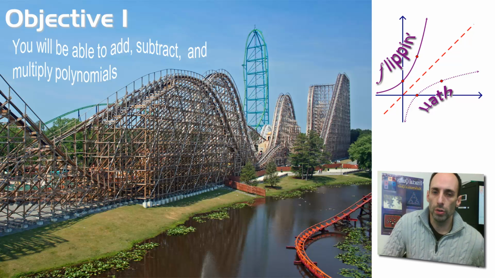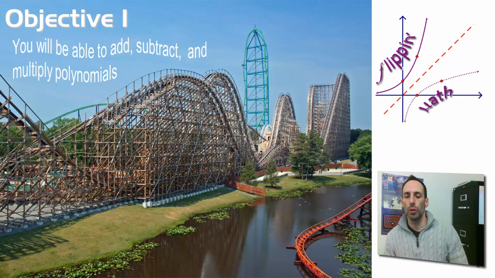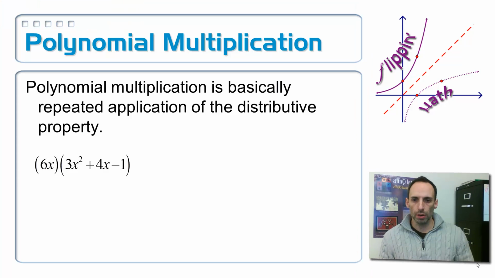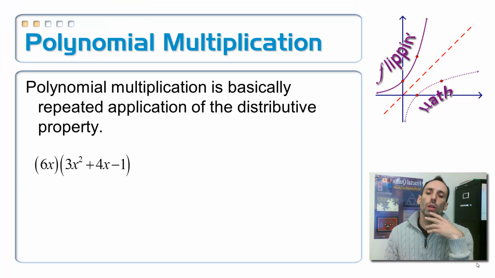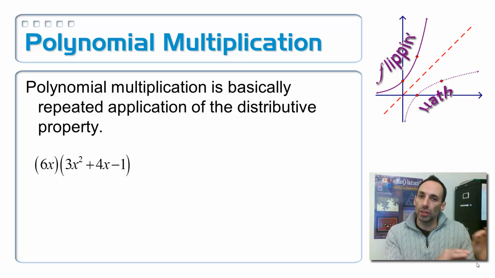Okay, so now we're going to do some multiplication of polynomials. We're going to find some products here. Polynomial multiplication is basically repeatedly using the distributive property. It's a repeated application of the distributive property.